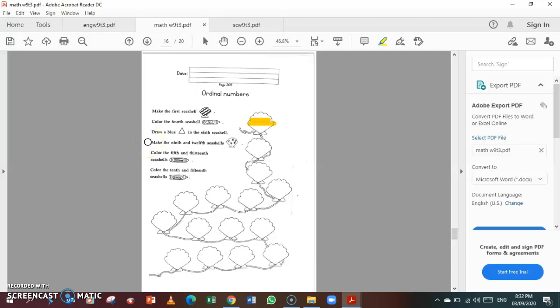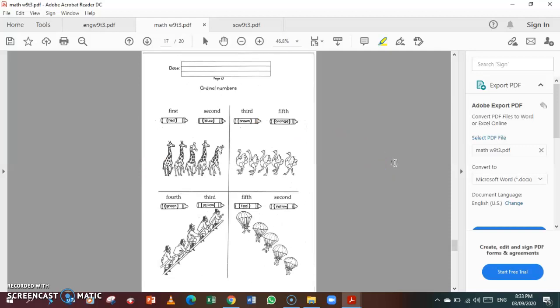Make the 9th and 12th seashells with stars. Color the 5th and 13th seashells yellow. Color the 10th and 15th seashells green. Okay, when you've completed that, you've got an ordinal numbers worksheet.